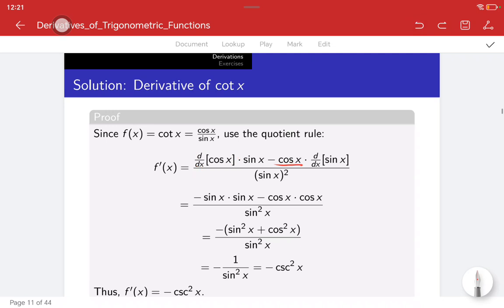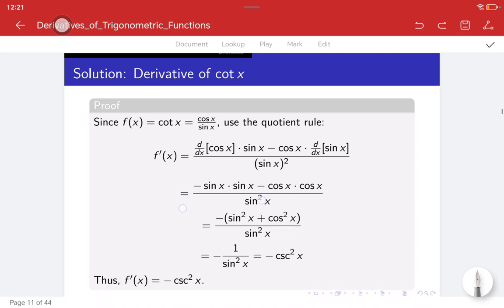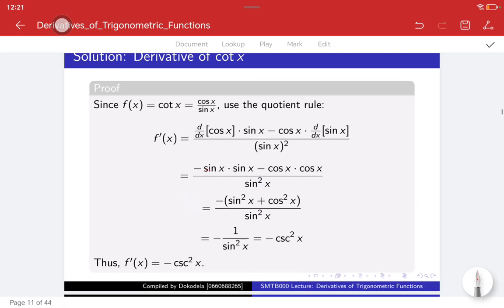Now, when we derive cos x, we know we get minus sin x, and when we derive sin x, we get cos x. So if we factor this out, we're going to get minus sin squared x minus cos squared x. So I can just factor out the negative, so I can get this, which is equal to 1. So I can have minus 1 over sin squared x, which is equal to minus csc squared x. So you have that. Any question?